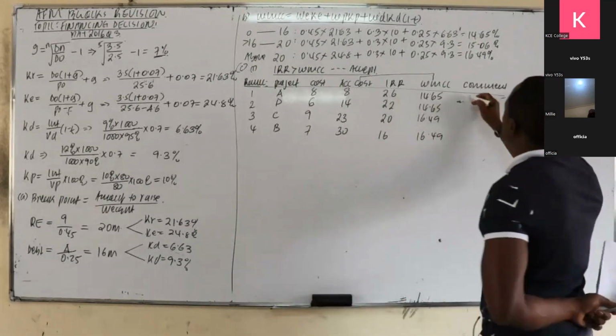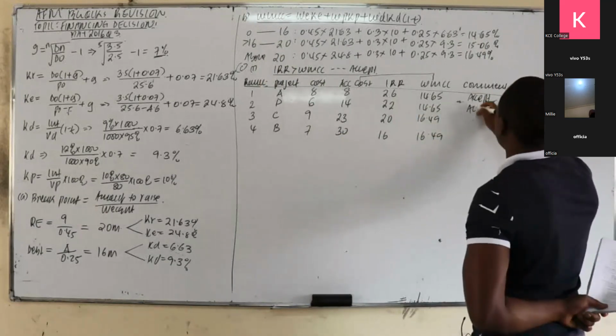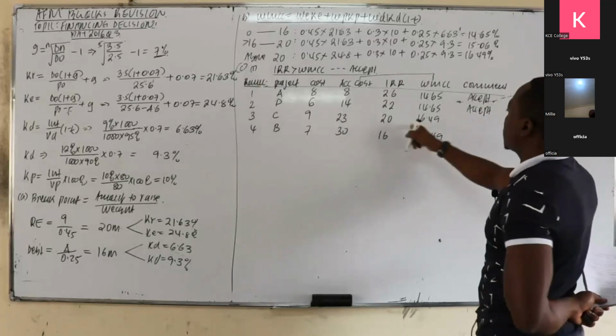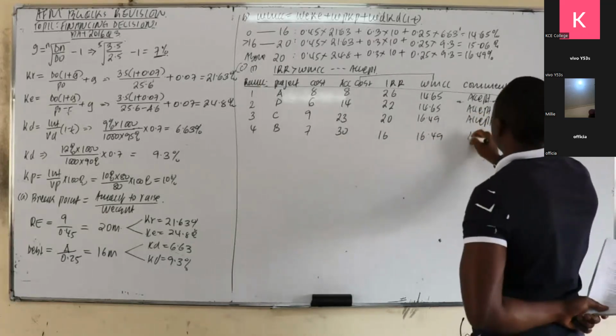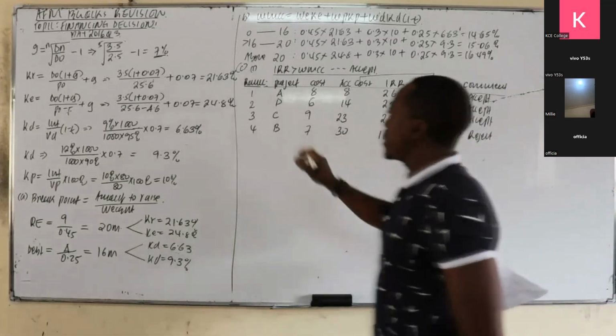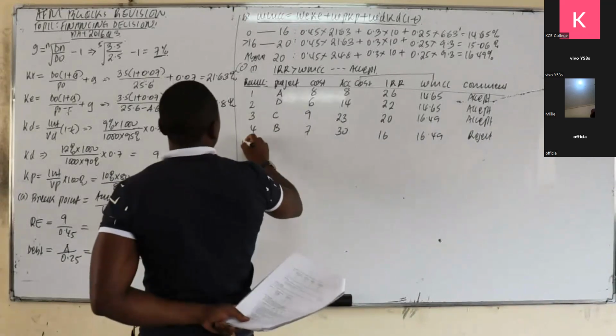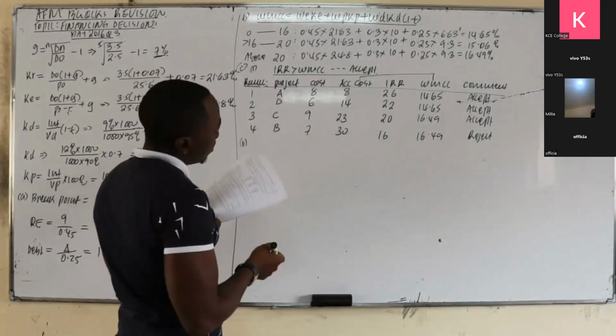26 against 14, you accept. 22 against 14, you accept. 20 against 16, you accept. 16, this one, you reject. So you should only accept projects A, D, and C. Then number 2 of the question, you are told to determine the optimal capital budget.